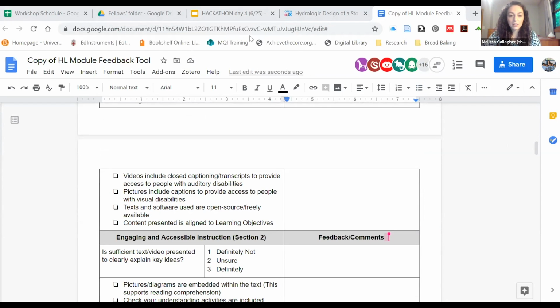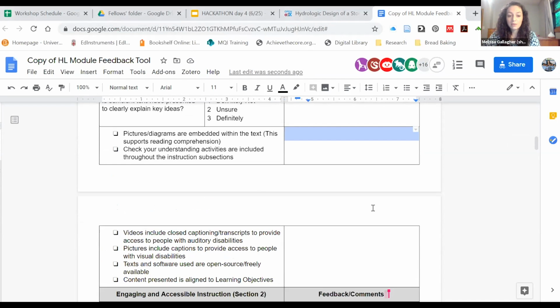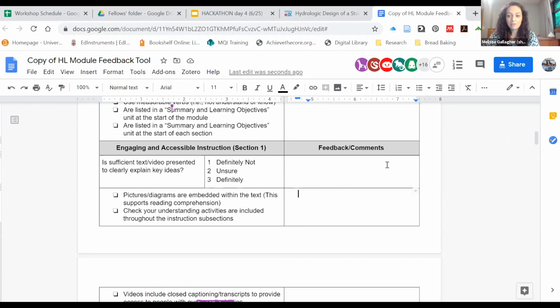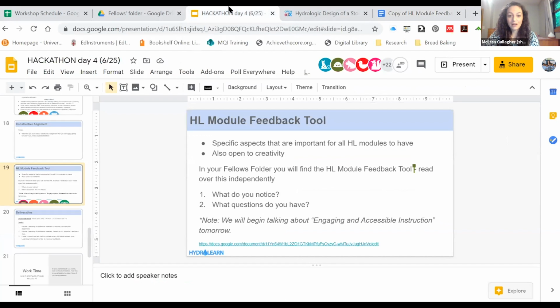Glad Alex sees the connection to what we've been talking about over the past few meetings. We've tried to use the same language and even sometimes taken snips of this module feedback tool so that it wouldn't feel surprising to you. All right, so it seems like I don't see any questions in the chat about that so far.